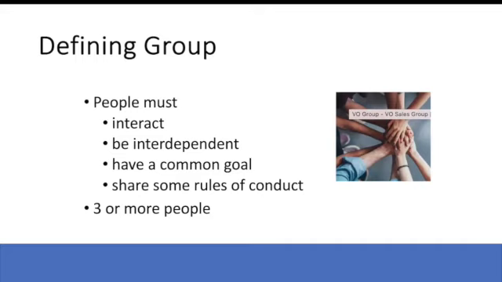We start with defining a group. Now, in order for a group to exist, people must interact. They must also be interdependent. This means that they are relying on each other to accomplish their goals, which brings us to the fact that they need to have a common goal and they need to have some rules of conduct. And a group has three or more people. If there's only two people, we call that a dyad. So three or more people.